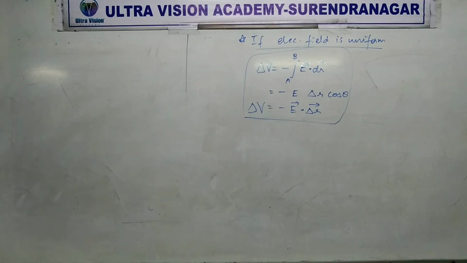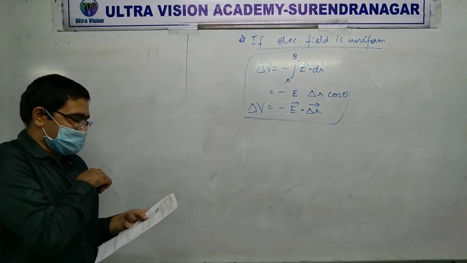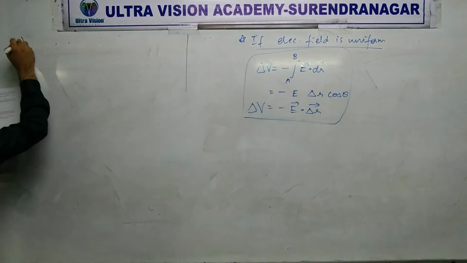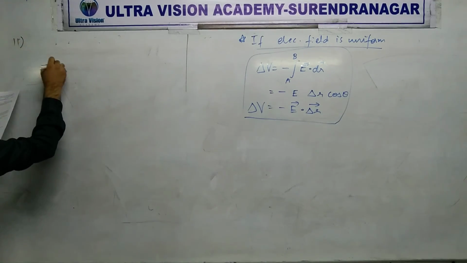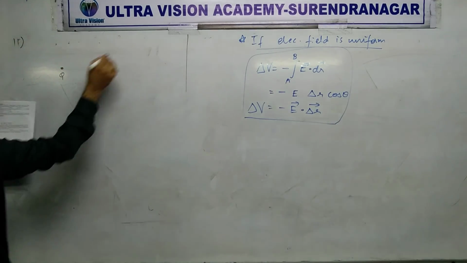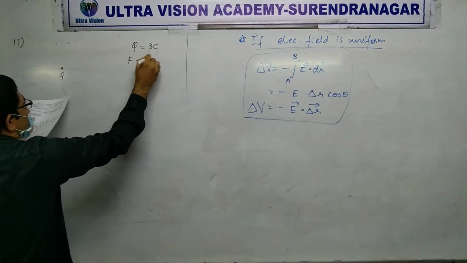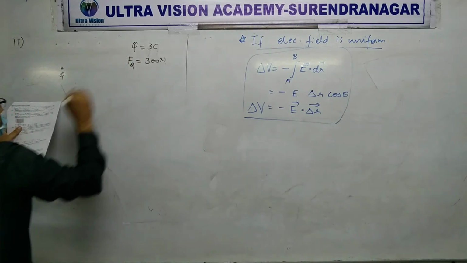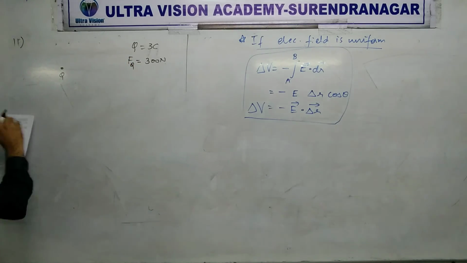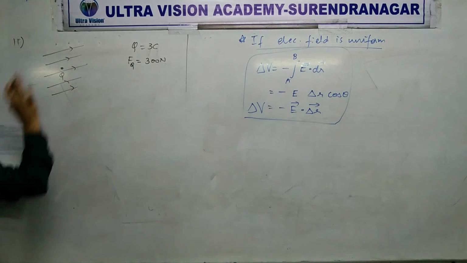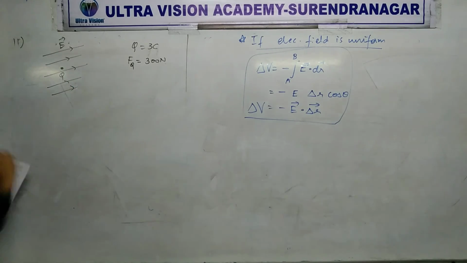Okay, right, let's start. A charge 3 coulomb experiences a force of 300 Newton. First question, 11th question from the assignment. There is a charge Q here. How much is the charge? 3 Q. And how much force does it experience? 300 Newton. Okay, force acting on that charge is 300 Newton, when this is placed in a uniform electric field in some direction. Is that okay or not okay?